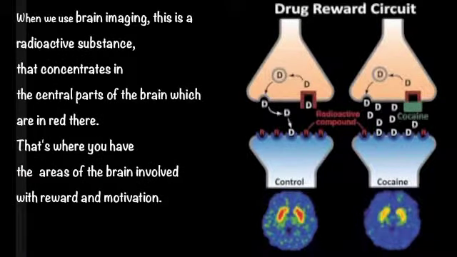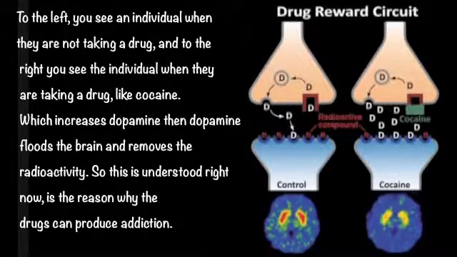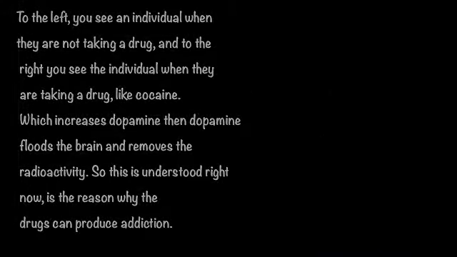When we use brain imaging, this is a radioactive substance that concentrates in the central parts of the brain, which are in red there. That's where you have the areas of the brain involved with reward and motivation. To the left, you see an individual when they are not taking a drug, and to the right, the individual when they are taking a drug, like cocaine, which increases dopamine. The dopamine floods the brain and removes the radioactivity. So this is understood right now to be the reason why drugs can produce addiction.